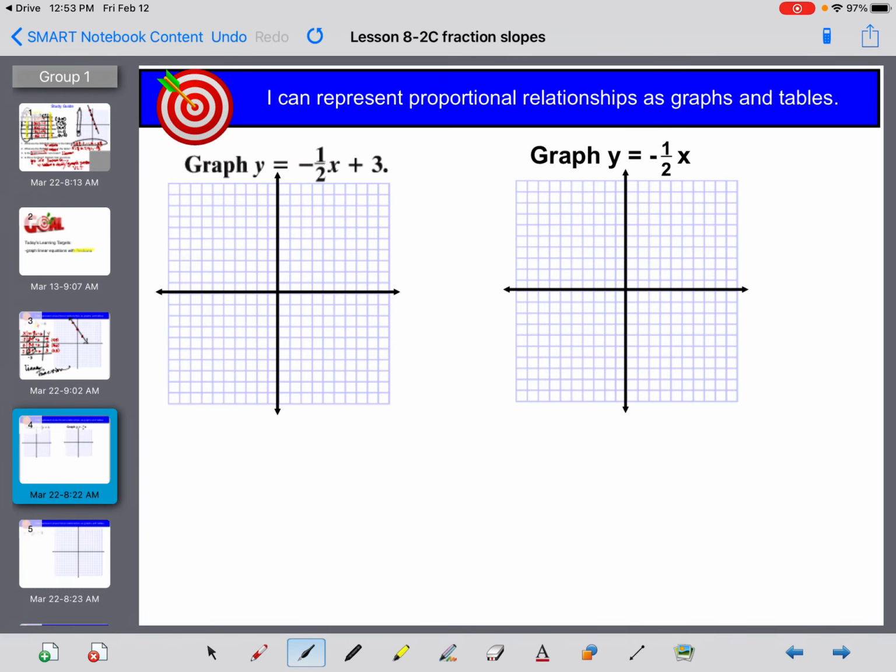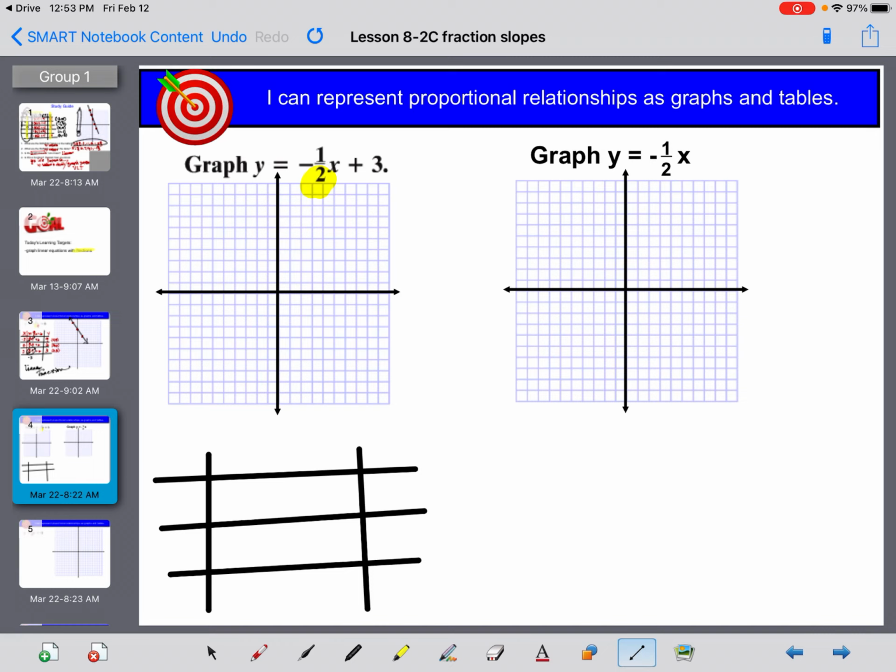All right, let's try this one. Negative 1/2 x plus 3. Again, my denominator is a 2. We want to make sure that we stick to the idea when we're making a table of having at least 3 values in our table. Okay? So let's try. Here are my x or domain values. Here are my y values. And then I write the equation here.